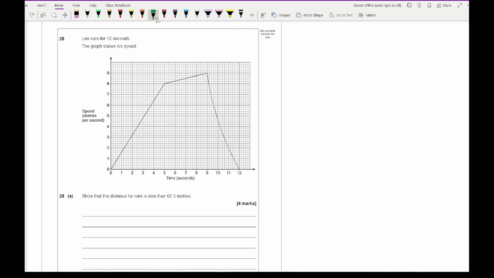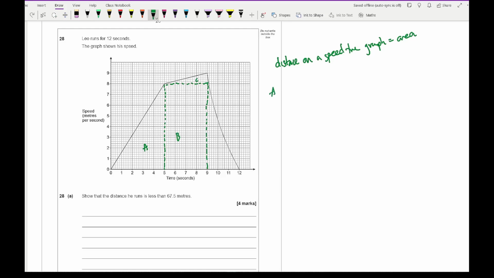Now in terms of distance, distance on a speed time graph equals the area. So what I need to do is work out the total area of this graph. What I'm going to do is split this up into 4 sections. I'm going to label this A, this B, this C, and this side here is going to be D, which is a curve, which I'll talk about in a second.